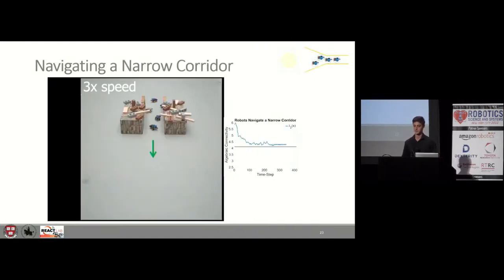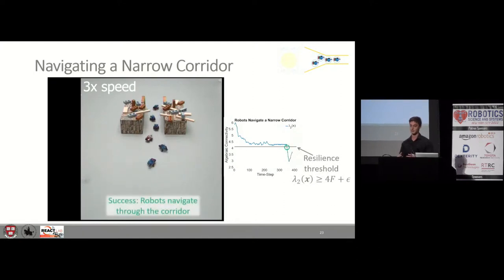In this scenario, the robots use the nested CBF approach to navigate through the narrow corridor. As shown again by the plot on the right, the algebraic connectivity now actually drops below the threshold as the robots compromise resilience to make it through the corridor, and then it moves back above it as they reconvene on the other side and regain resilience.